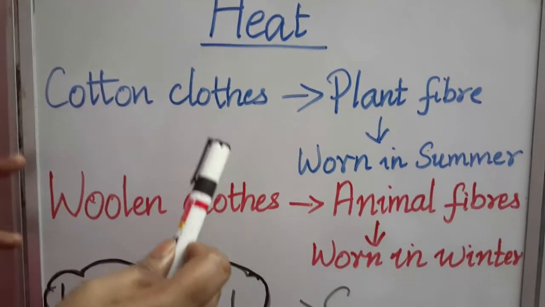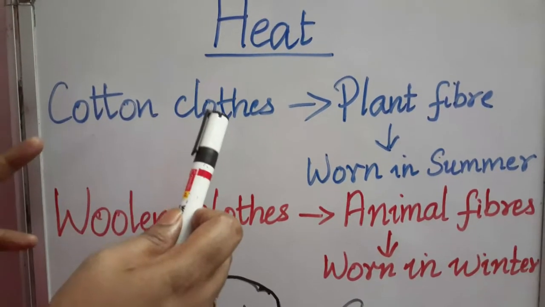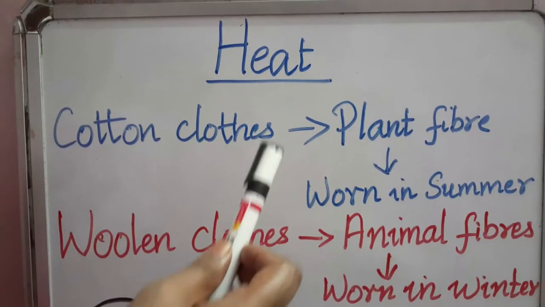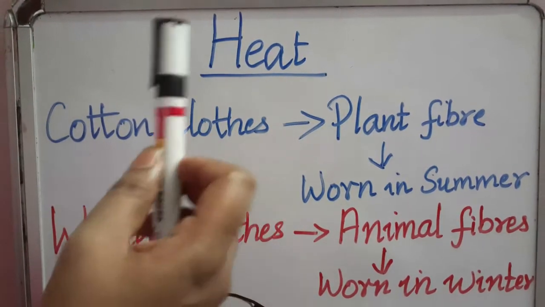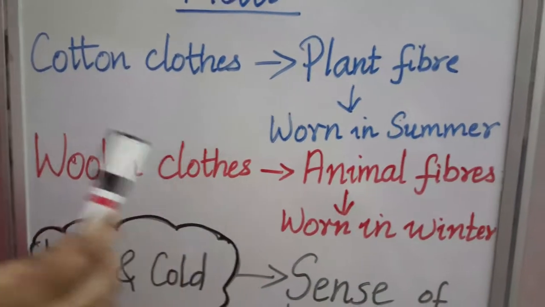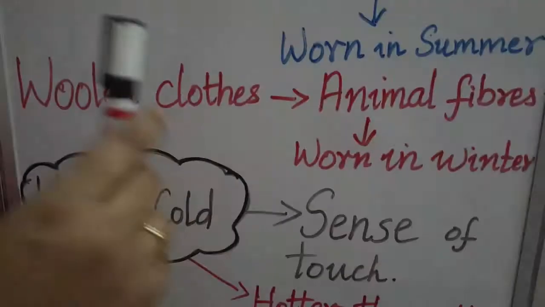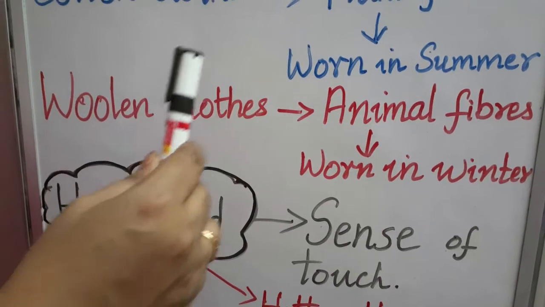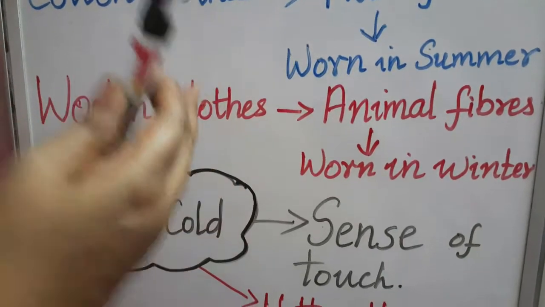So depending upon the heat, if it is too hot, we will use what? Cotton clothes. So we will feel a little more refreshed and relaxed, because cotton fibers can overcome the hot climate. And if it is too cold, like in winter seasons, we will prefer sweaters that are made up of wool, right? So depending upon the heat we will choose our clothes.